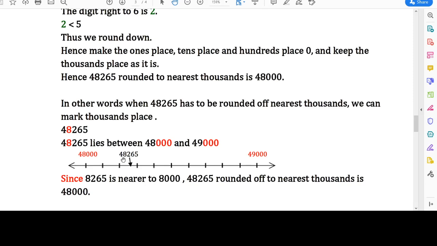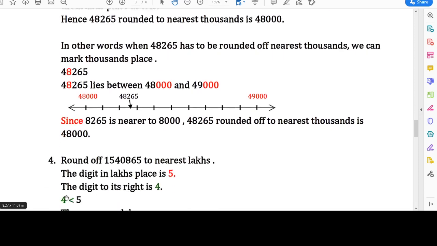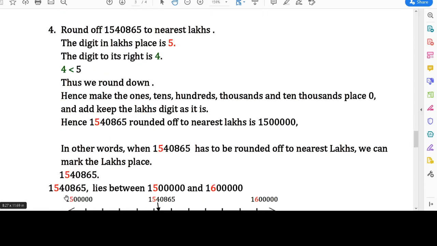Now 48,265 is nearer to 48,000. Hence, when we round off this number to nearest thousands, it is rounded off to 48,000. Similarly, look at one more example to make the concept more clear.